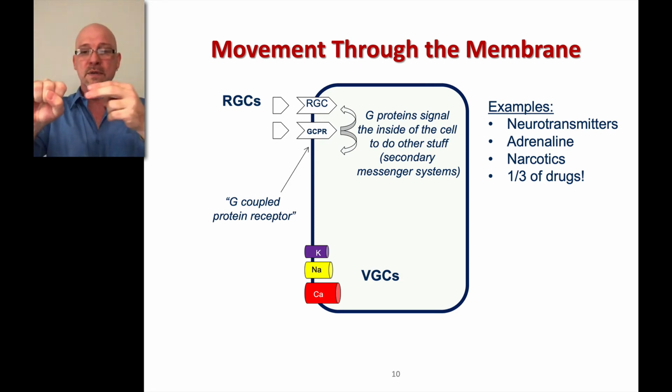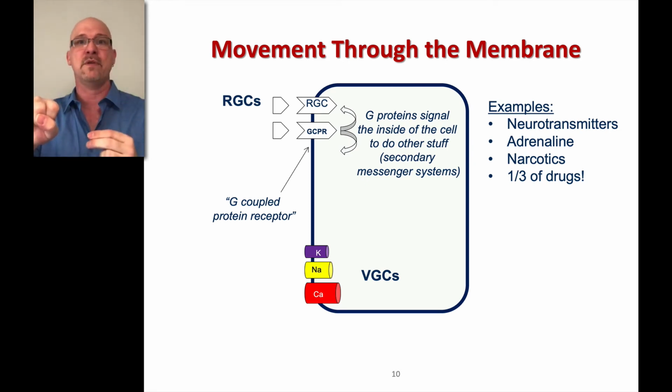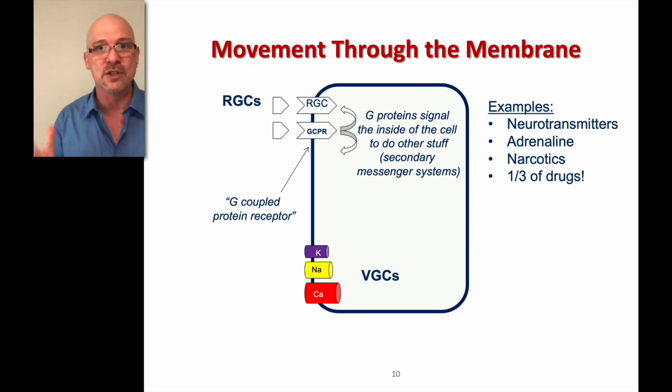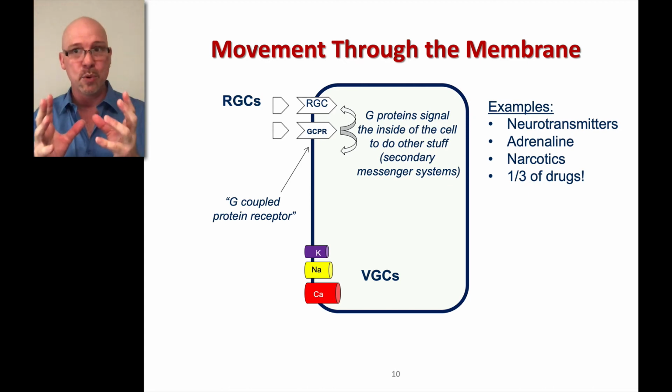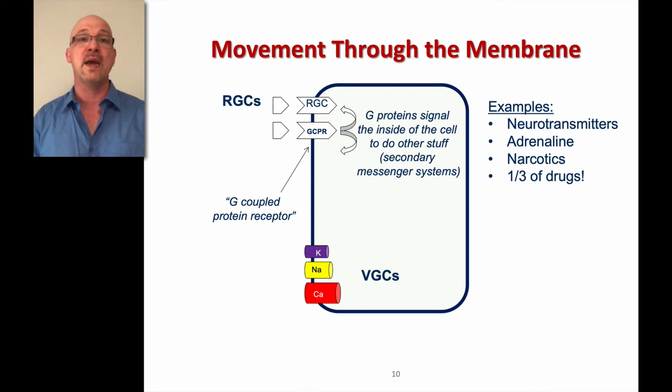So there's all sorts of important ligands that work through this method, through the G-coupled protein receptors. That's why I'm mentioning it. It's not arcane. It's actually important. So neurotransmitters will work in this way. Adrenaline, which we use a lot, works in this way. Narcotics work on this way, on the mu receptors. That's the particular G-coupled protein receptors that narcotics work on.